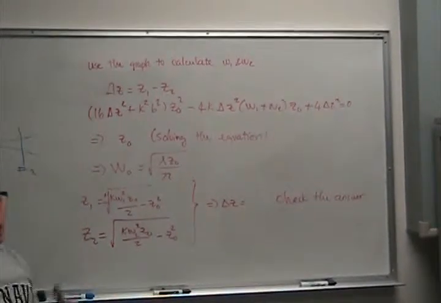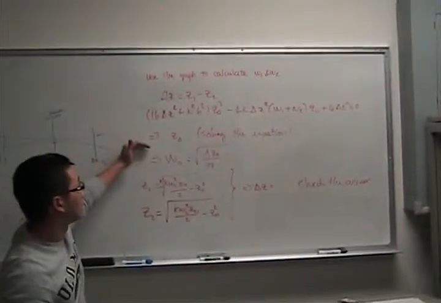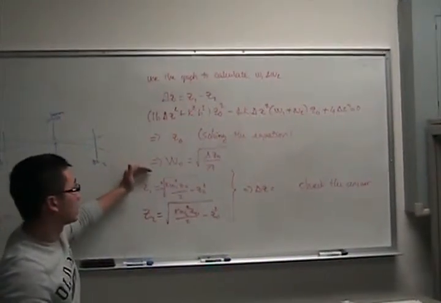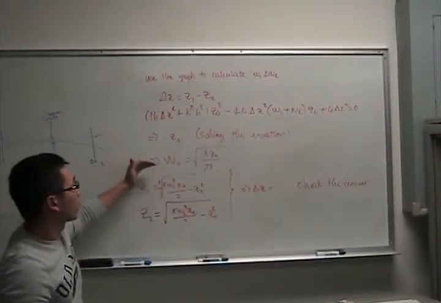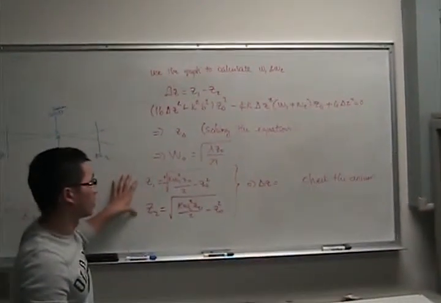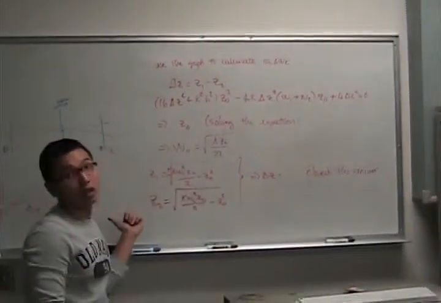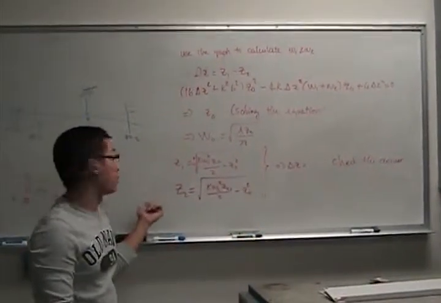In the slides, we calculate Z naught, and from Z naught we calculate W naught. Then we recalculate Z1 and Z2, recalculate delta Z, and check whether the answer matches the measurement that we took in the lab.